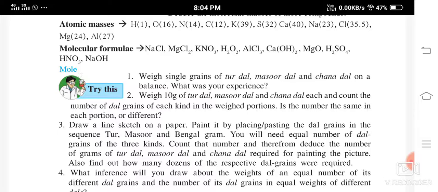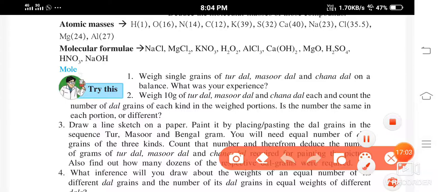Now potassium nitrate, KNO3. From here you are going to try this. I'll just give you an idea. Potassium is given to you as 39. Nitrogen, N, is given over here as 14. How many atoms? Only one atom of nitrogen.